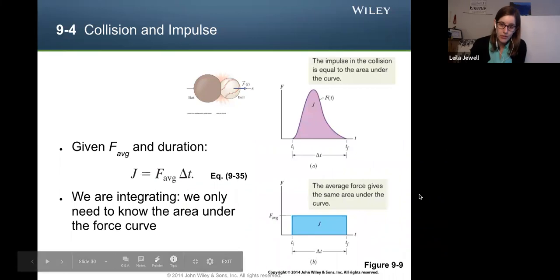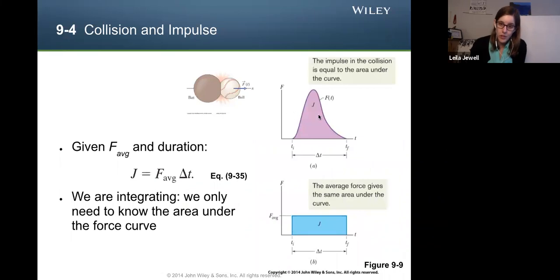Now we can simplify it if, instead of knowing the exact force function as a function of time, we just know the average force, right? So, okay, during this time interval, delta t, we know the average force is somewhere in between. Maybe if the max force here is 10, maybe the average force is something like 4.5.